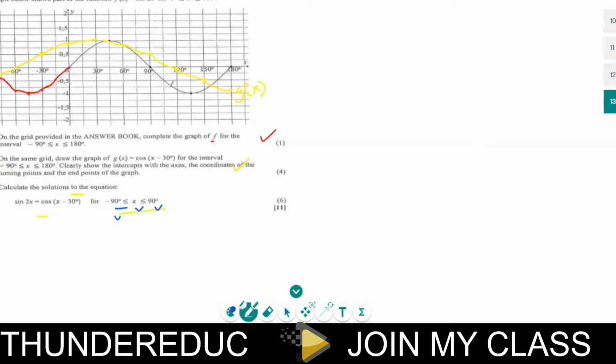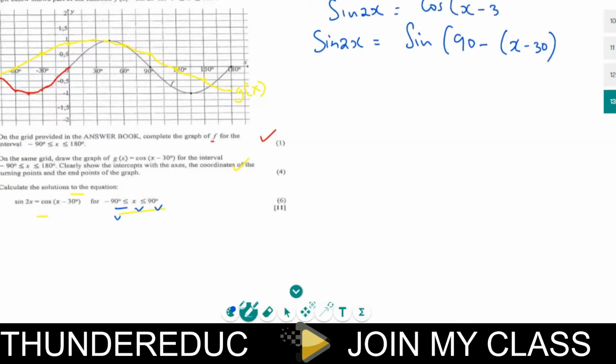So what we're going to do, like we did in the first case, we have the sine 2x. This can be changed to a sine of 90 minus (x minus 30), because remember, originally it was sine 2x equals the cos of x minus 30. So this can be changed into that.